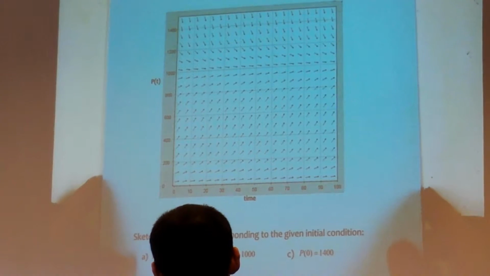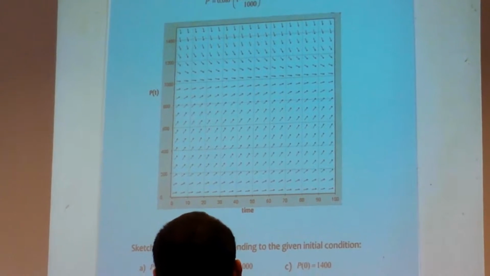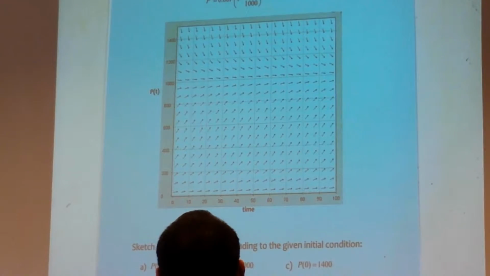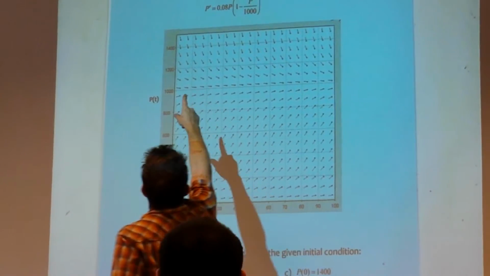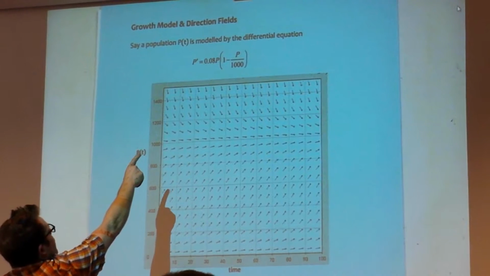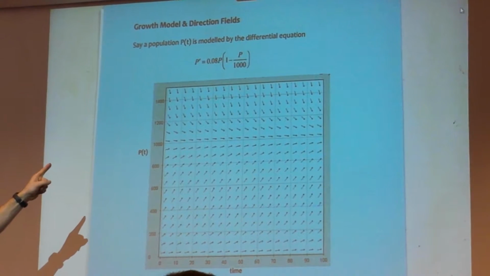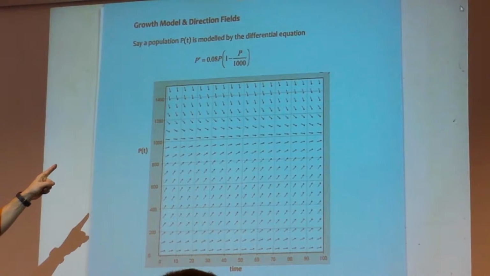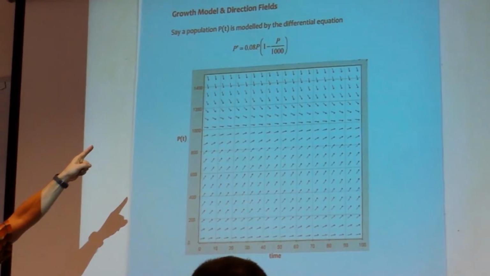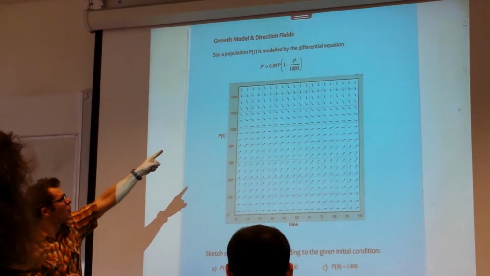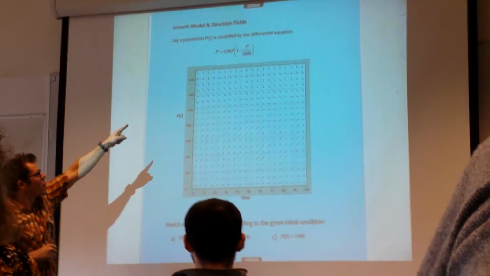Growth model and direction fields, we did this together as an example. So say here is our population growth model. Now this is the way I originally talked about the logistic model, 1 minus P over M, if you recall. Here, that is M is 1,000.